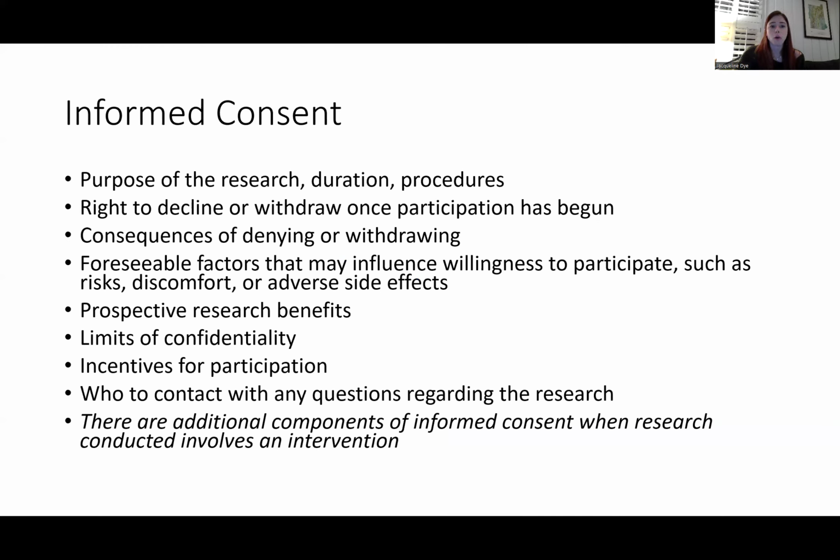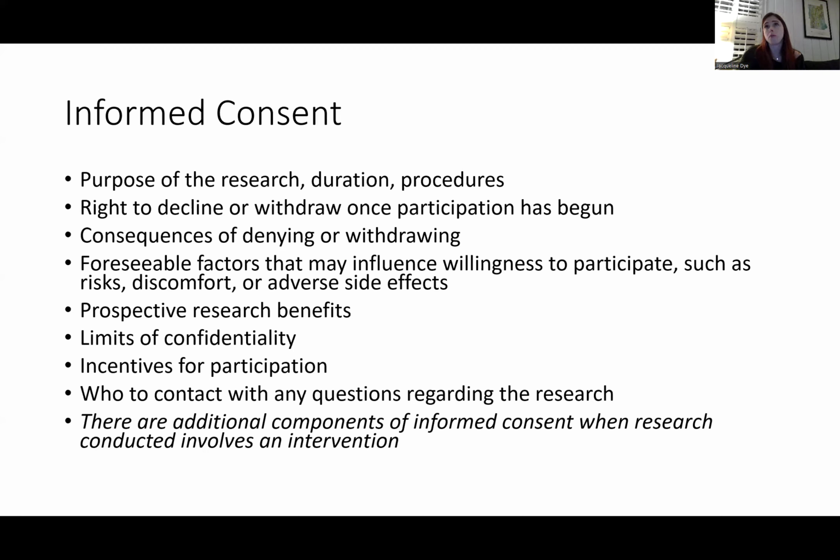So let's talk a little bit about informed consent. So this is a big area, it's a big term. So informed consent needs to include the following things. It has to include the purpose of the research, how long the research is going to take, all of the procedures that are involved in the research for the participant, the right to decline or withdraw once the person has engaged in the research as a participant. So at any time, they need to be able to step away and withdraw their information. They have to be informed of the consequences of denying or withdrawing their information.